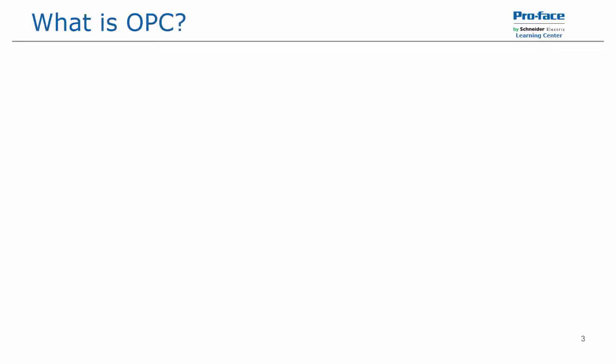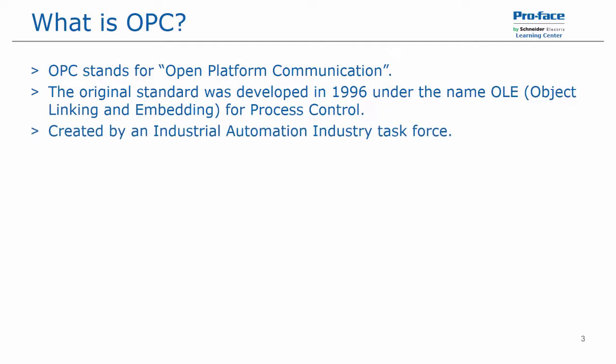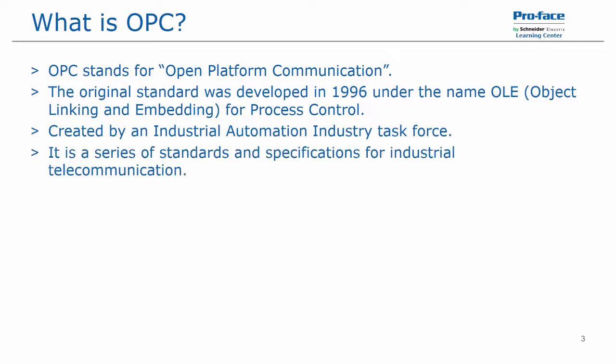We will begin by explaining what OPC is and how it was developed. OPC stands for Open Platform Communication. The original standard was developed in 1996 under the name OLE for process control, OLE standing for Object Linking and Embedding. It was created by an industrial automation industry task force, and it is a series of standards and specifications used for industrial telecommunication.